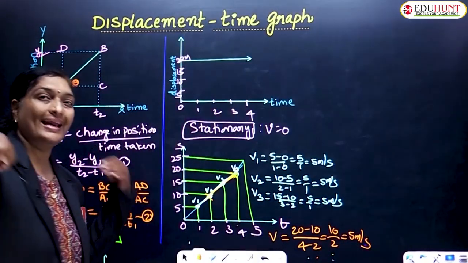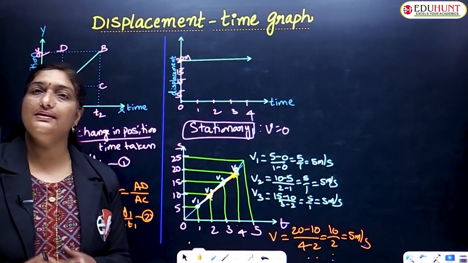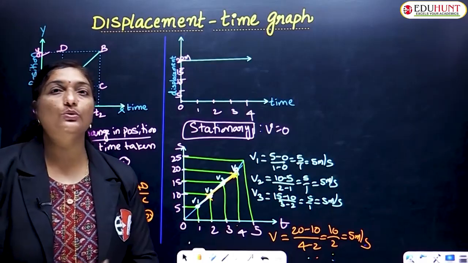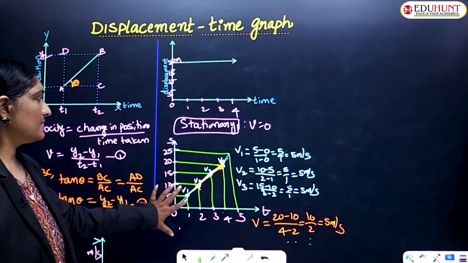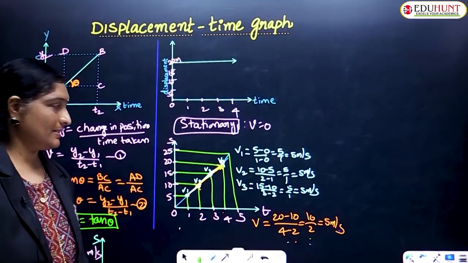That is 5 meter per second. Here also, any two different positions, if you consider, the velocity remains the same. Hence we can conclude that the body moves with uniform velocity. Is that okay, children? So this indicates the displacement time graph of a body moving with uniform velocity.